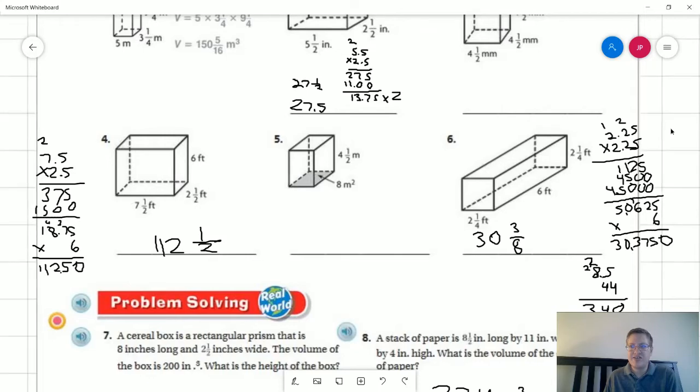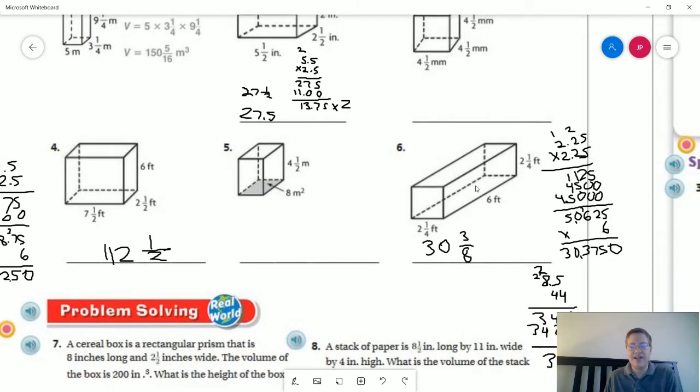Number 6, this one I mistakenly said that this was the area originally, and you had to do that times this, which doesn't give us the right answer. We're actually doing 2.25 times 2.25, which you're probably going to want to do in a calculator. That's going to give us 5.0625 times 6 gives us 30.375.